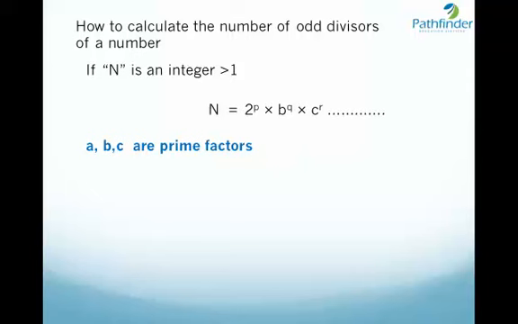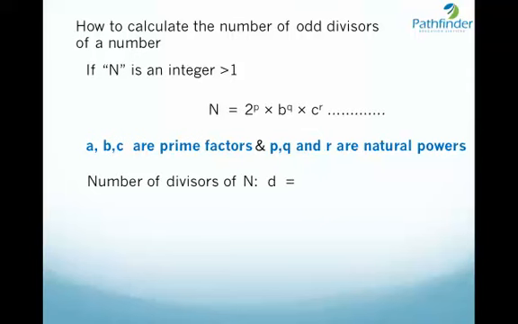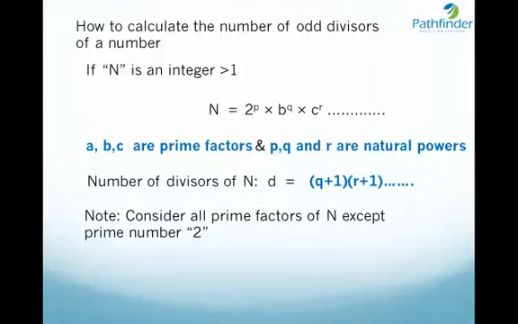Again, a, b, c are prime factors or prime numbers, and p, q, r are the natural powers of the prime numbers. So the number of divisors of this number is given by q plus 1 into r plus 1 and so on. We should just ignore the prime factor 2 and apply the same formula as we've learned previously and solve such a question. So consider all prime factors of n except the prime number 2, as I've already told you.